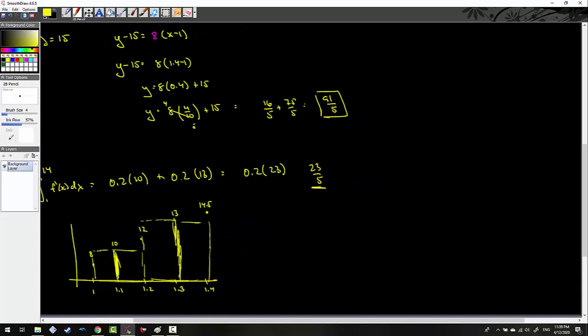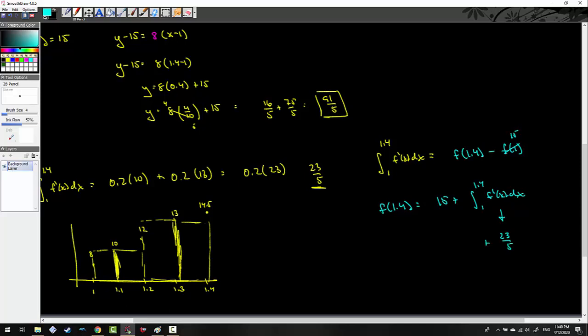Well, that's going to go back to our old buddy, the first fundamental theorem of calculus. That's going to be the integral from 1 to 1.4 of f prime of x dx equaling, and in fact I should probably change colors for this, f of 1.4 minus f of 1. Well, we already know what f of 1 is. It's 15. Which means f of 1.4 is going to equal 15 plus the integral from 1 to 1.4 of f prime of x dx. We determined that a few seconds ago to be 23 over 5.